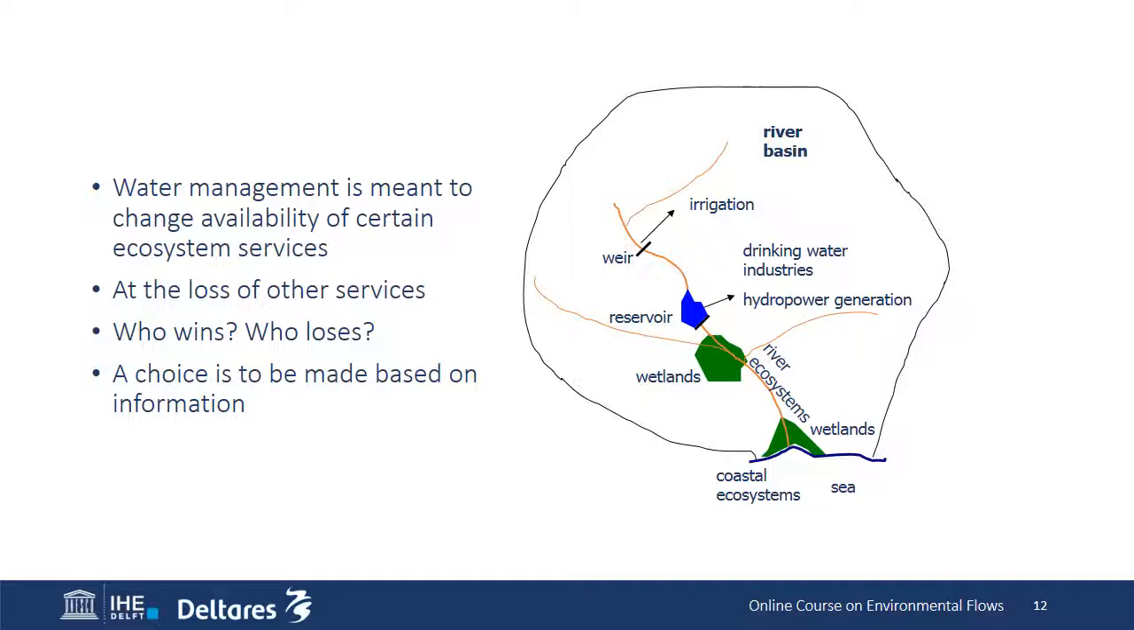And because different groups of people depend on hydropower generation and irrigation, and other groups of people depend on the ecosystem services provided by the unregulated river, these shifts in ecosystem services will also lead to a shift in access of people to these services. So some people will benefit and other people will lose. And I think what is most important is to understand how these shifts take place and who benefits and who loses, so that an informed decision can be made on whether or not to make an intervention in the river basin.